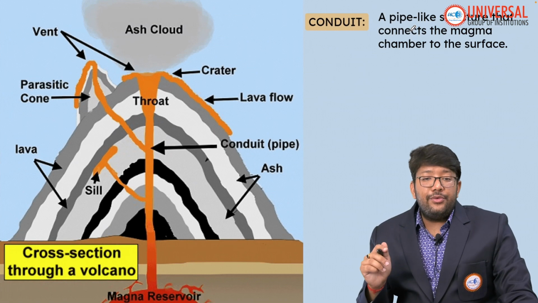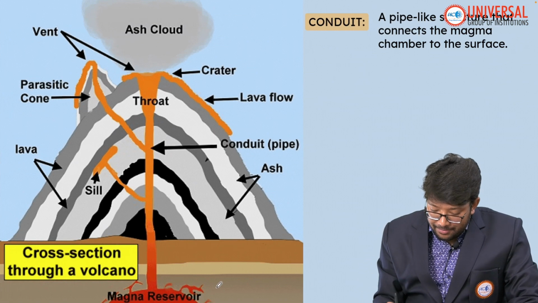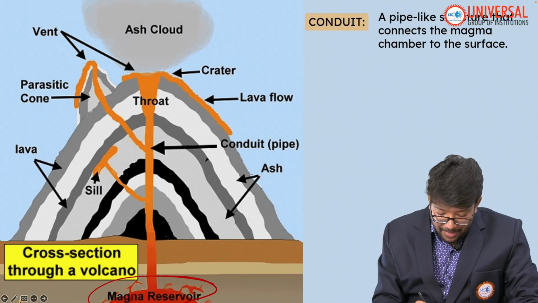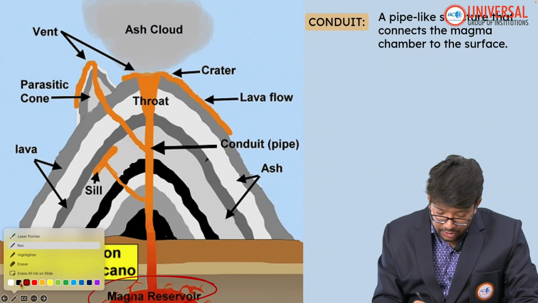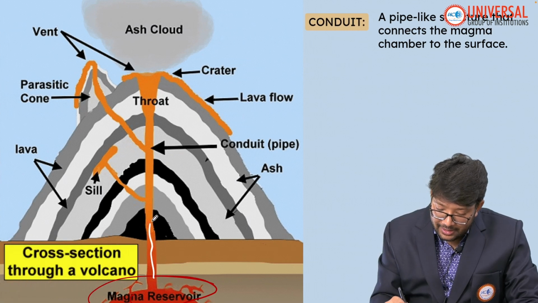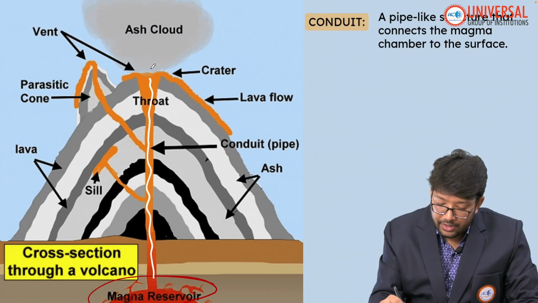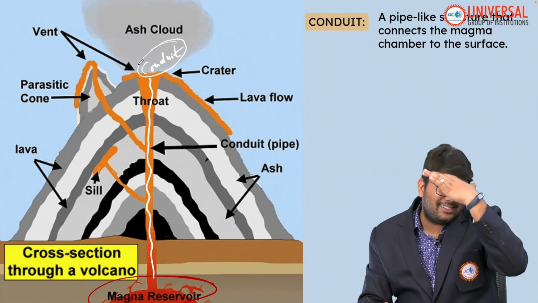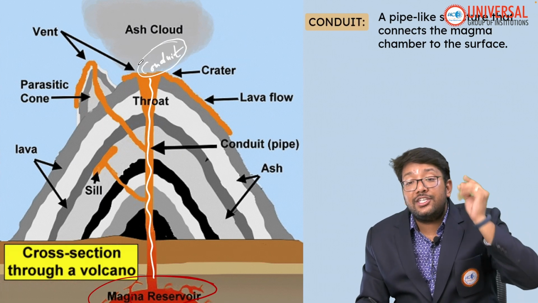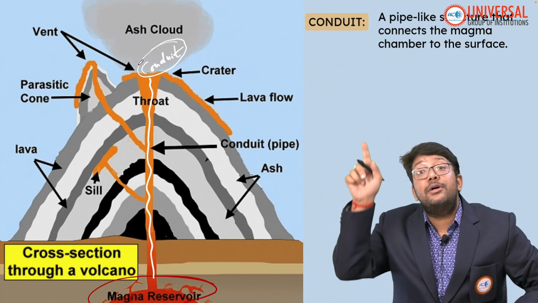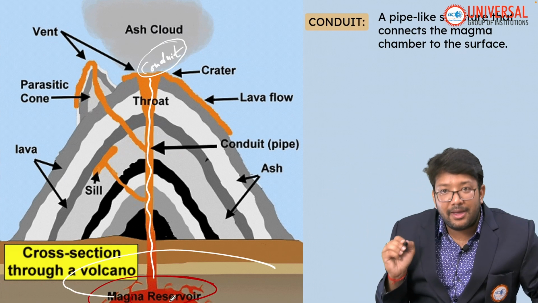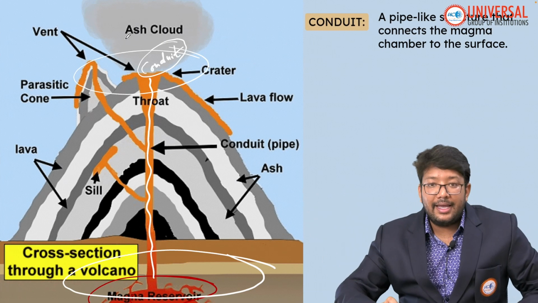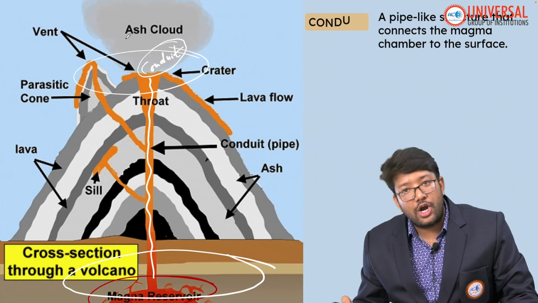Third is conduit. So conduit means this is the magma reservoir. When this magma is coming out through a tube-like structure, this is called conduit. So we can say that a pipe-like structure that connects the magma chamber to the surface. This is our surface, the crust, and the connecting pipe is called conduit.